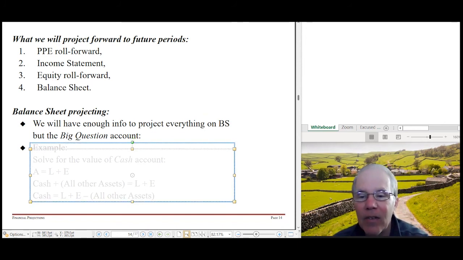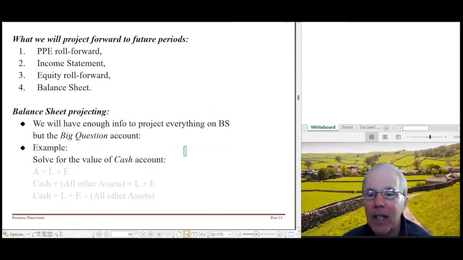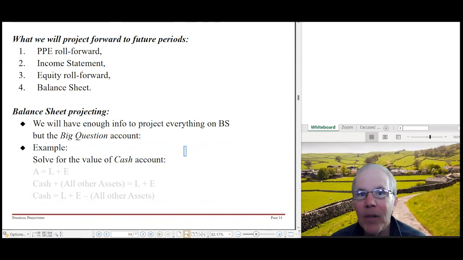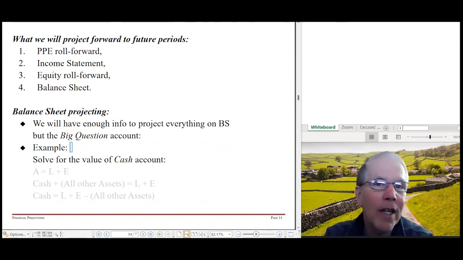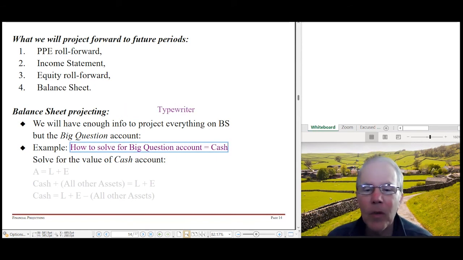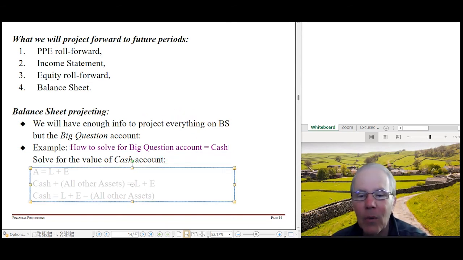And let's say we've got our big question account being the cash account. How are we going to solve for that? Well, we'll solve for it like this. Let me just write in a few helpful notes for us. So here's an example showing how we can solve for the big question account when that account is equal to cash.